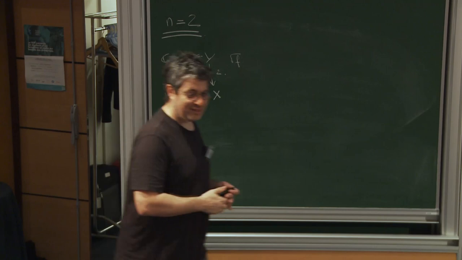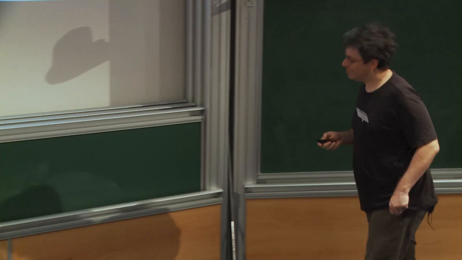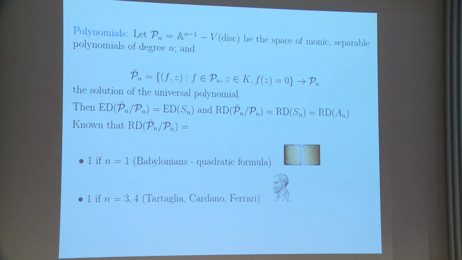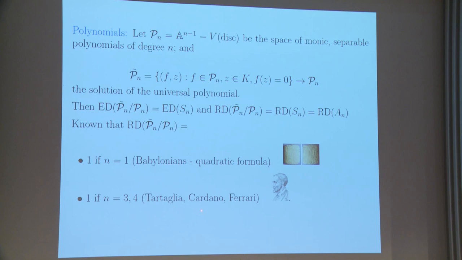That's the result of the Babylonians. And then for n equals 3 and 4, you have a similar thing. There was this classical problem of solutions of polynomials of some degree, whether it could be solved in radicals. So you have Tartaglia, Cardano, and Ferrari, who solved this in degree 3 and 4.